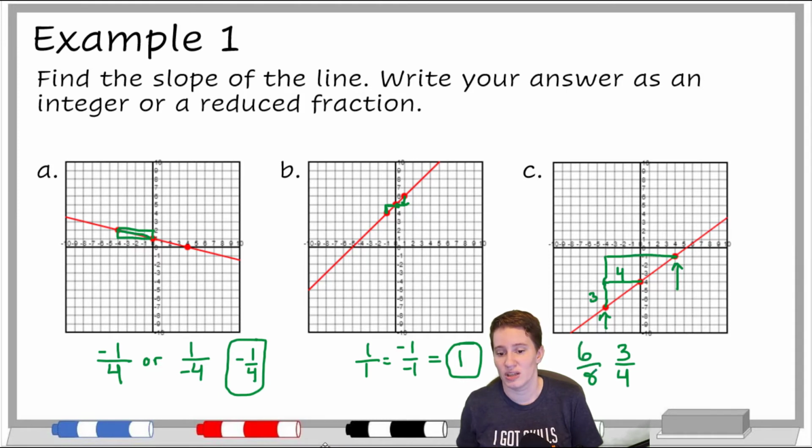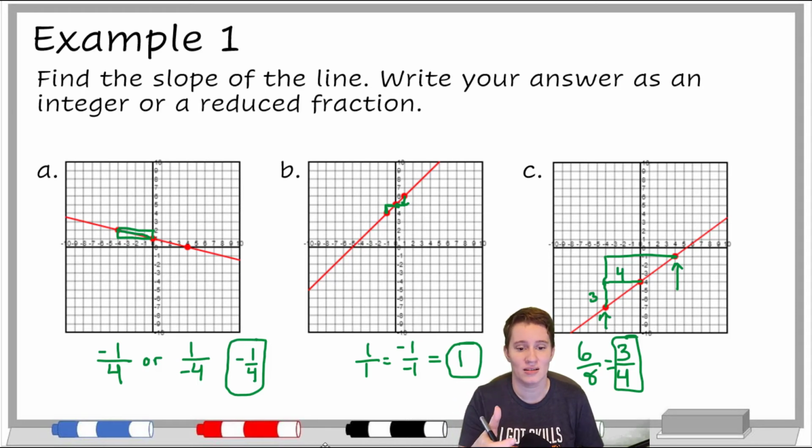So that would mean we would then reduce that to 3 over 4, because at this point in math, as much as we can, we would like to reduce our fractions so they're easier to work with. So I'm trying to get to the point that no matter what points you pick, we should end up being able to simplify to the same answer as long as we're counting right.